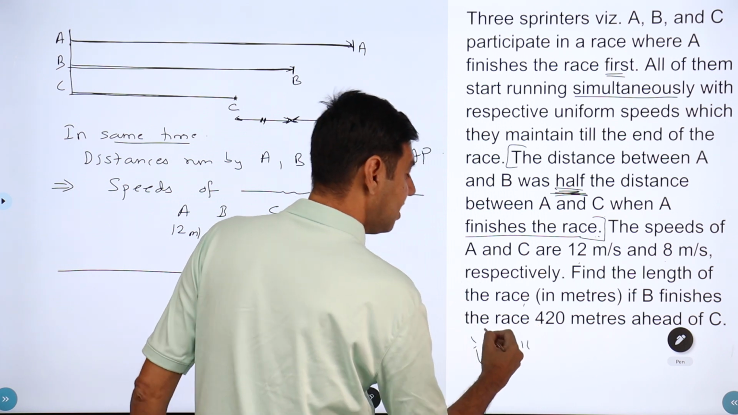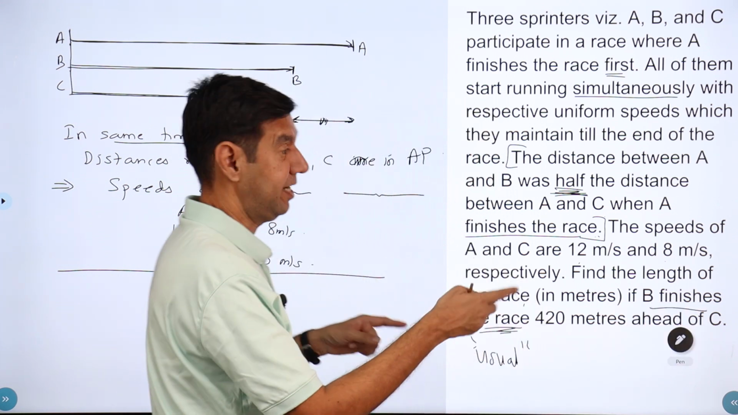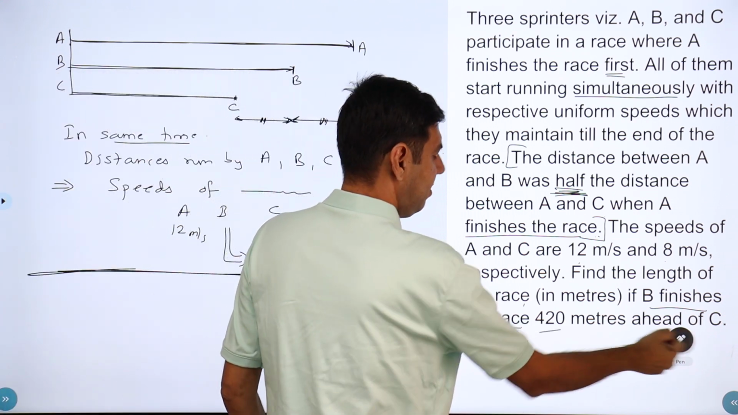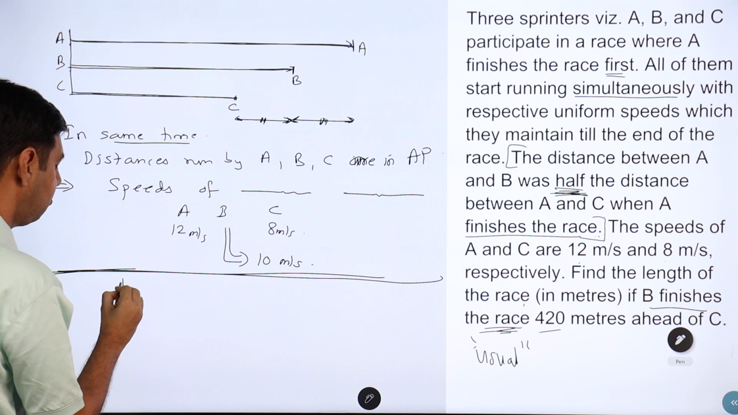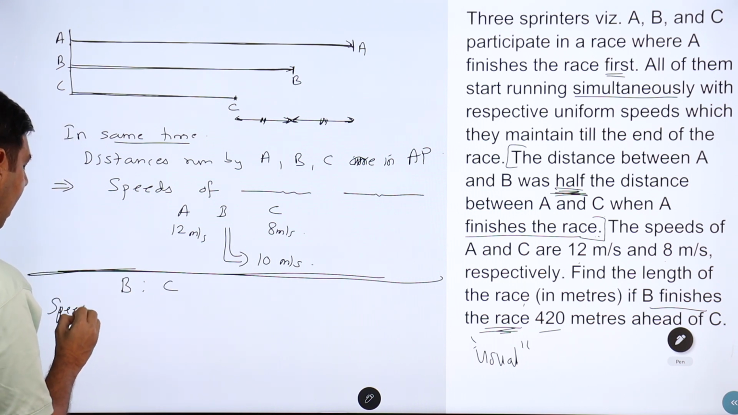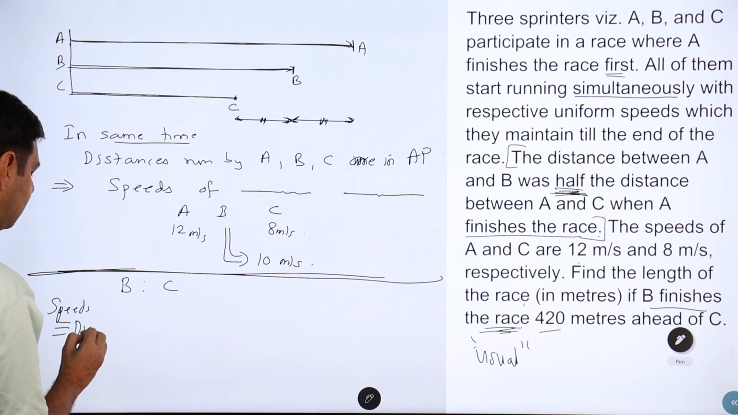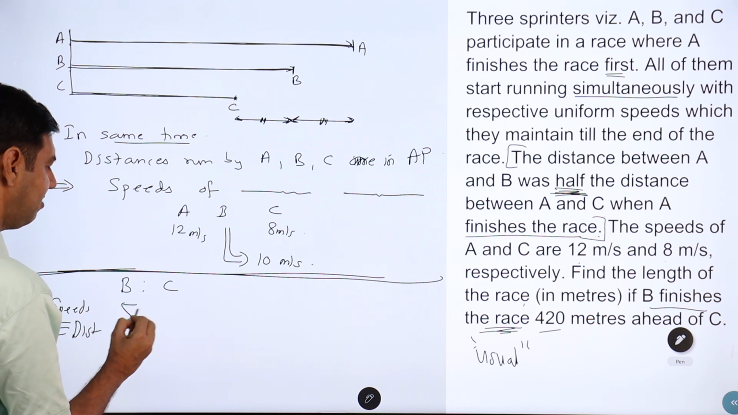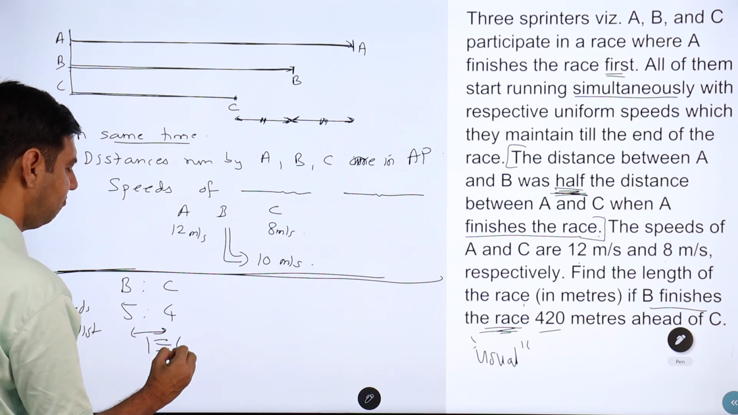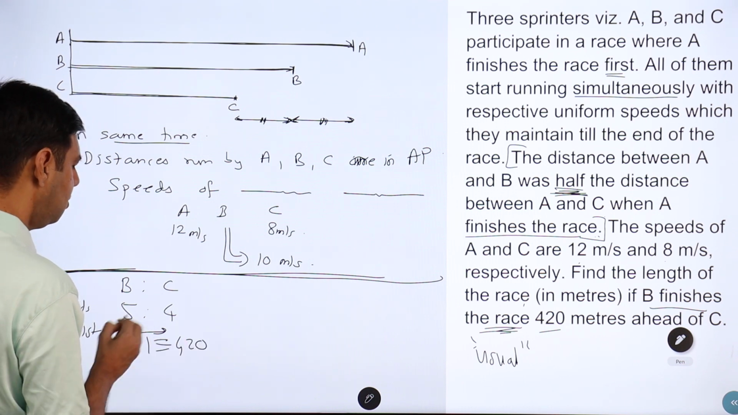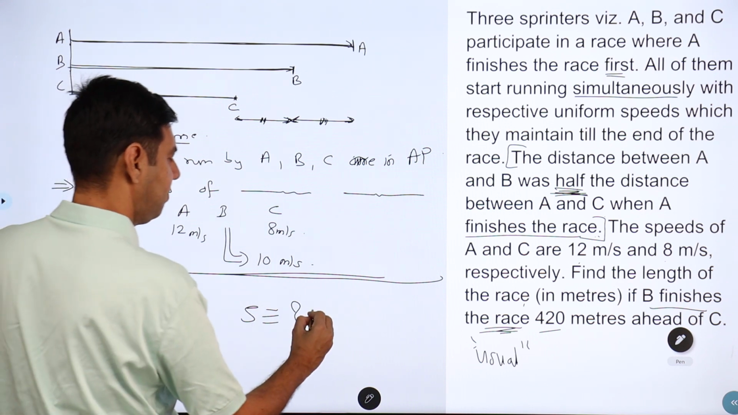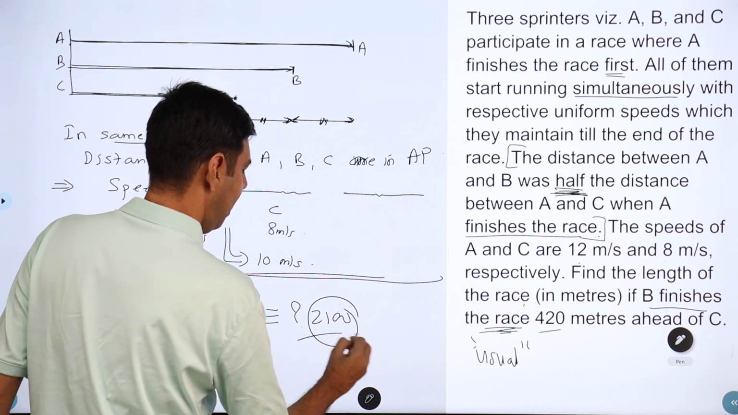If B finishes the race, so we are talking of B finishing the race, not this scenario, right? A new scenario. B has reached the end, 420 meters ahead of C. So you just need to compare B and C. Okay, so their speeds we know, and speeds will be the same as the ratio of distances, which is in the ratio 5:4. And we know that the difference, one part, corresponds to 420. So 5 parts will correspond to how much? Into 5, 2100 is the answer. Yeah.